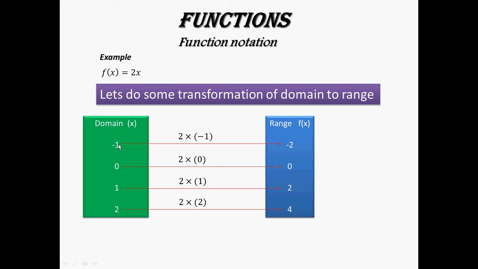So here we have -1 and we want to transform it to an output value. To do that, instead of saying f of x is equal to 2 times x, we say f of -1 is equal to 2 times -1 to give us -2. The same with f of 0 is equal to 2 times 0 to give us 0. So we are substituting the input value where there was x, we now put the input value.